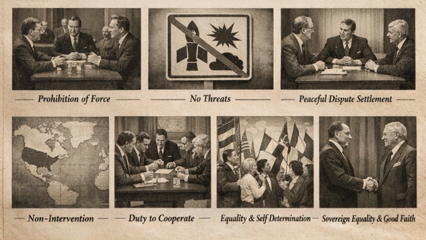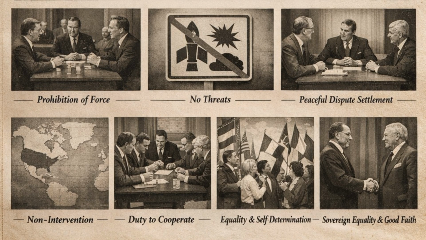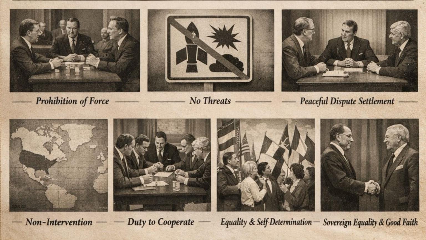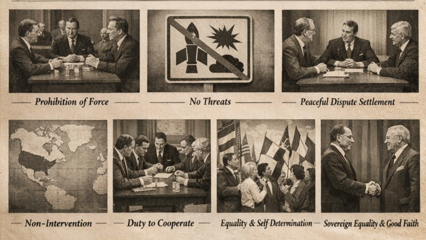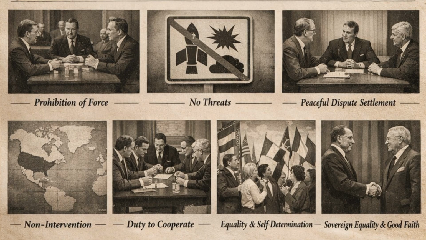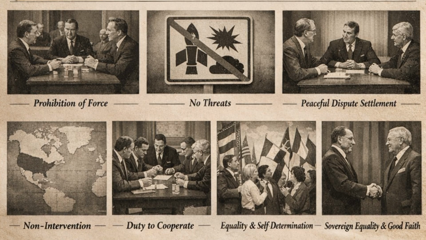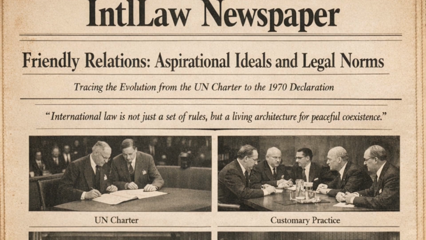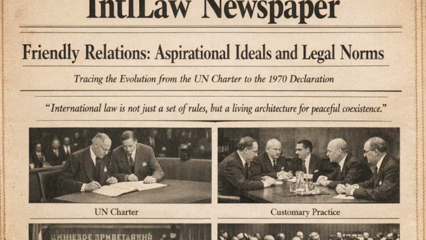Each of them is interpreted in connection with the others, forming a coherent framework that guides the conduct of states. By codifying these norms, the Declaration ensures that friendly relations are both a legal obligation and a practical guide for international interaction. When we examine this historical development, a clear pattern emerges.